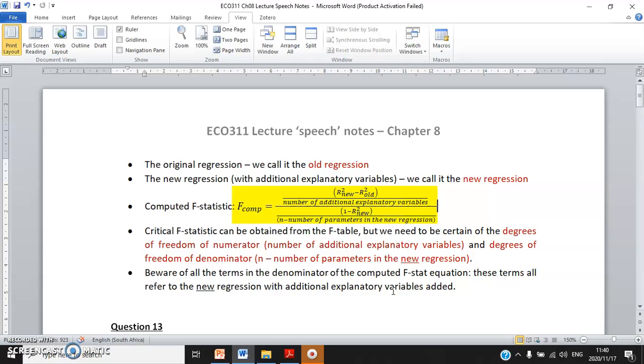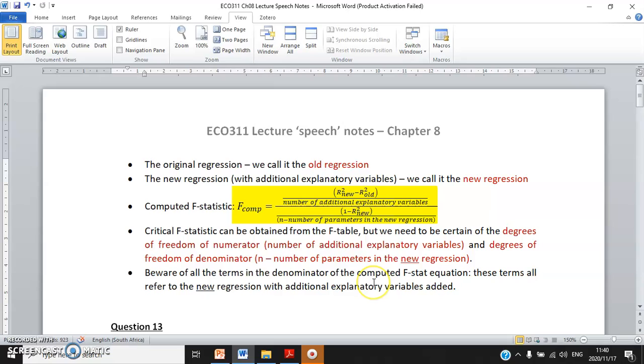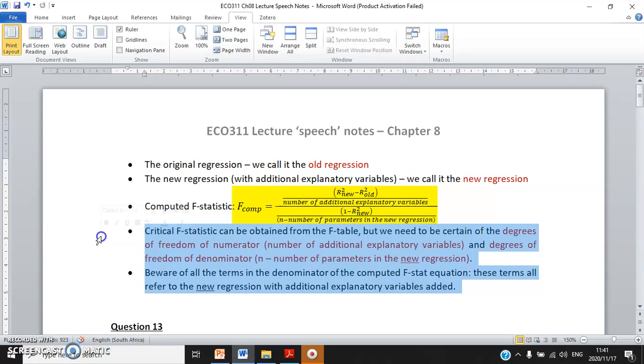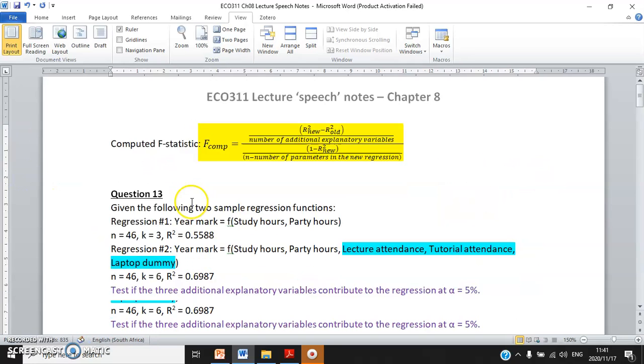And then I think for this type of F test, we want to reject the null hypothesis, because we want to prove that we make the right decision to include the right and, hopefully, relevant additional explanatory variables. So let me keep the equation here, and then we can do question 13.